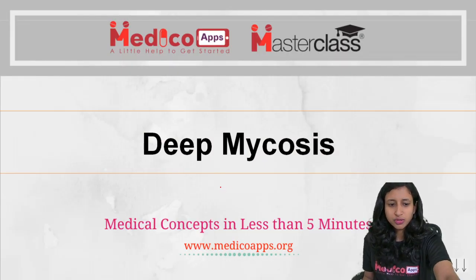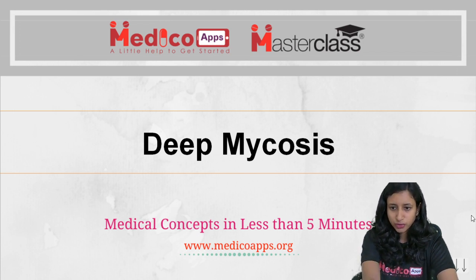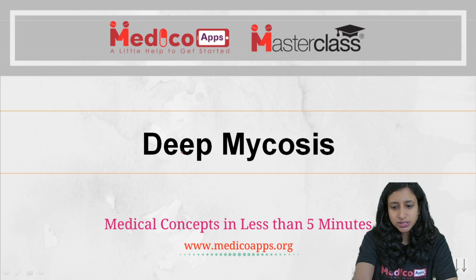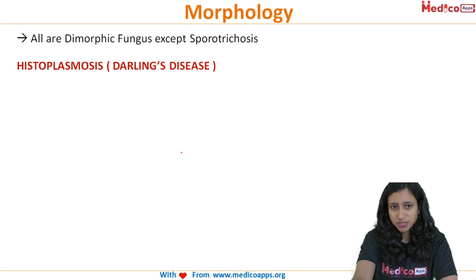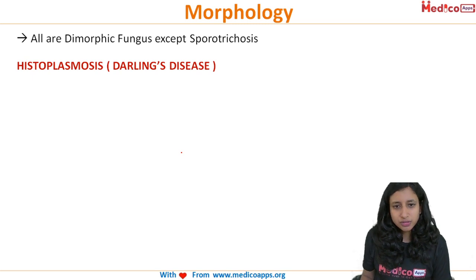Now the next topic that we are going to discuss is deep mycosis. Deep mycosis involves a lot of other conditions that you see, and this is also an important exam point of view. The first topic that we're going to deal with is histoplasmosis. Now these are all dimorphic fungi, so except sporotrichosis, like I told you, sporotrichosis is a subcutaneous mycosis, whereas all the others that we are going to deal with now when it comes to systemic mycosis are dimorphic fungi.